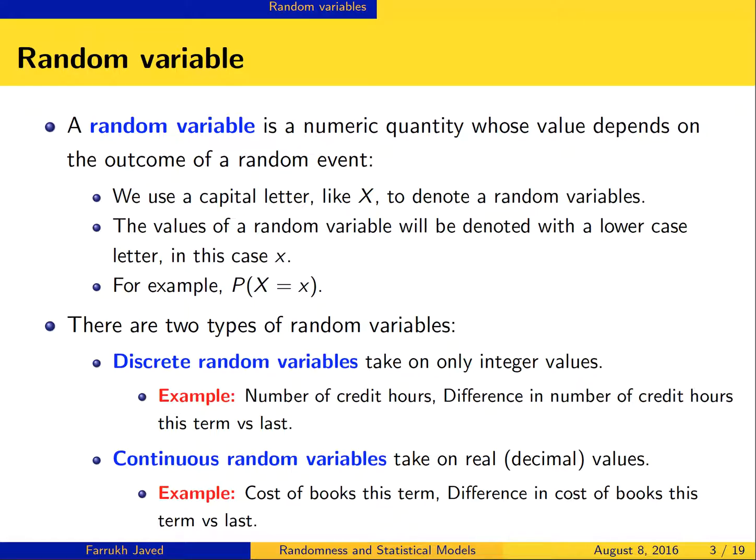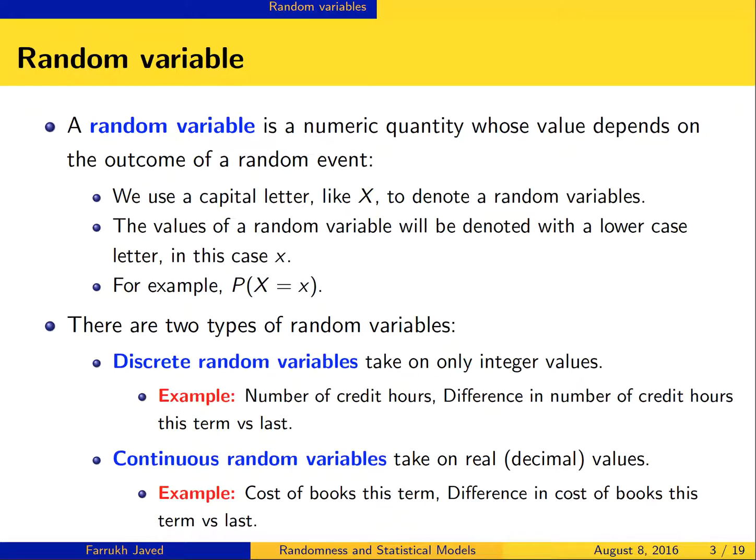We use a capital letter like X to denote a random variable, and the values of that random variable are denoted with a lowercase letter, small x. Like the probability of capital X as a random variable being equal to small x. There are two types of random variables: discrete random variables and continuous random variables.